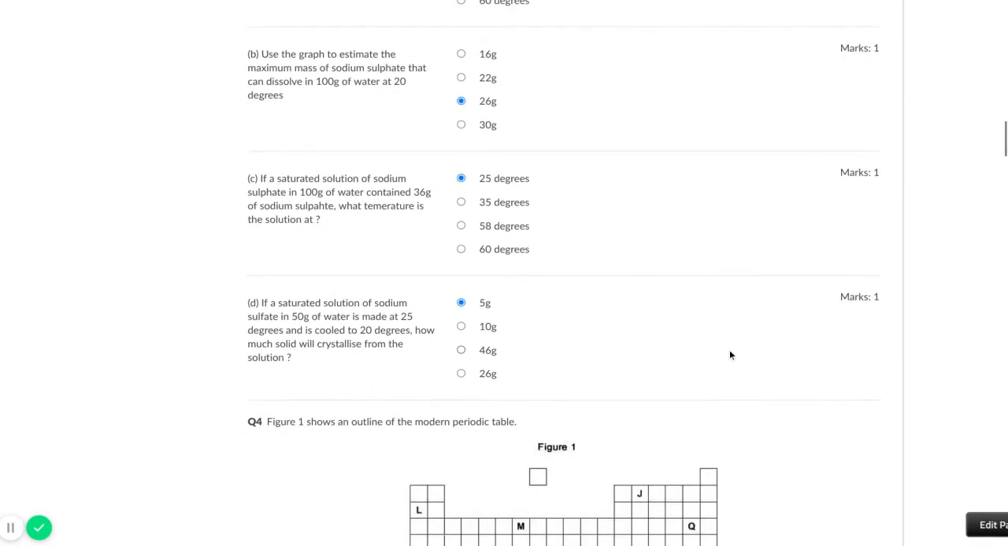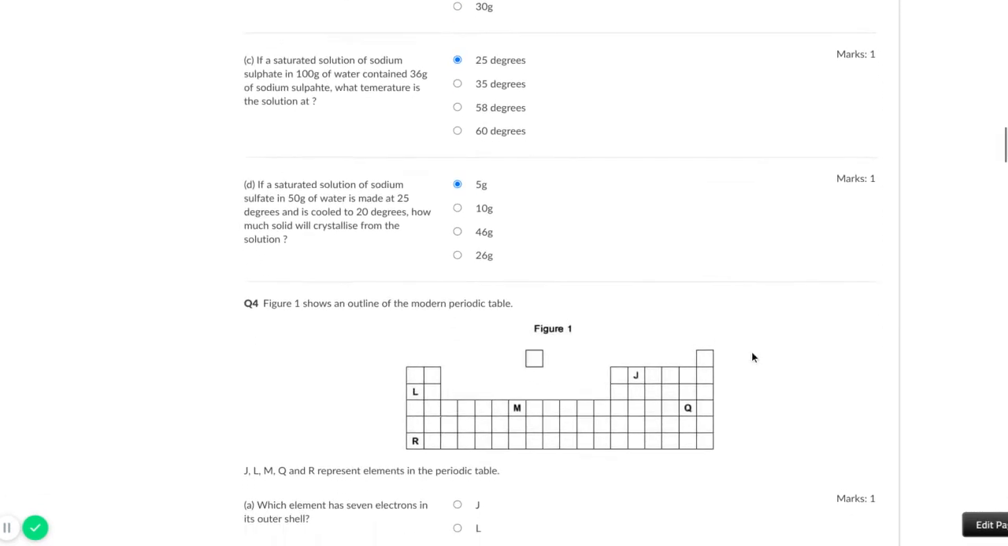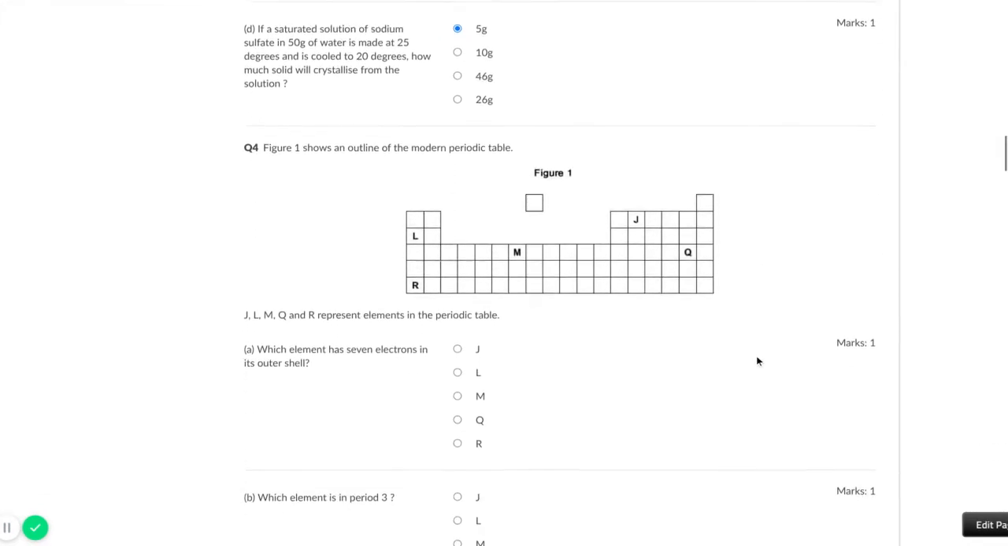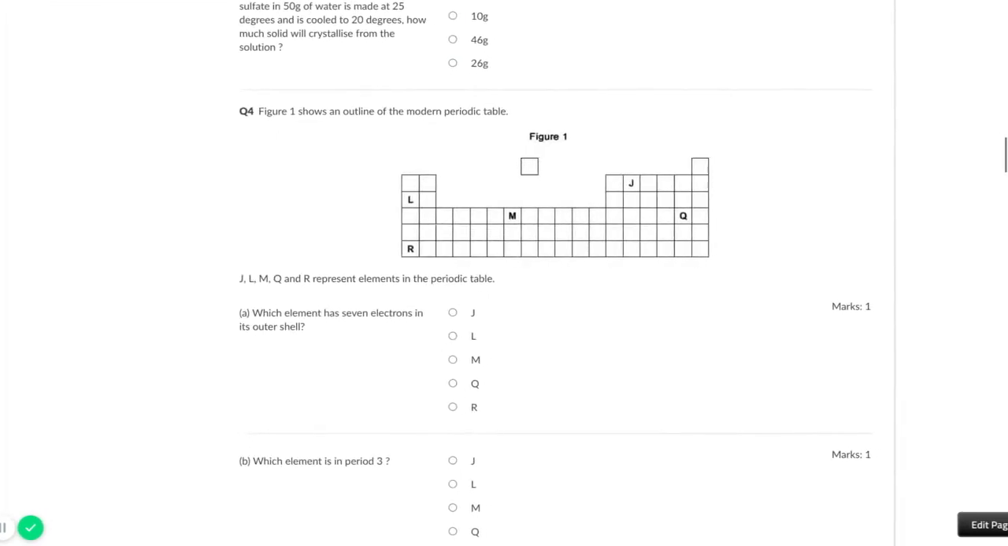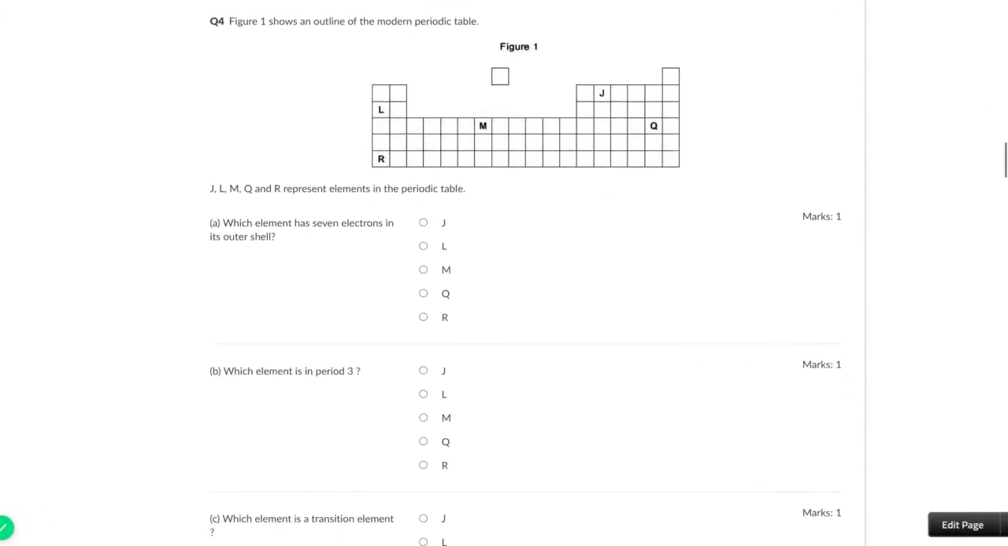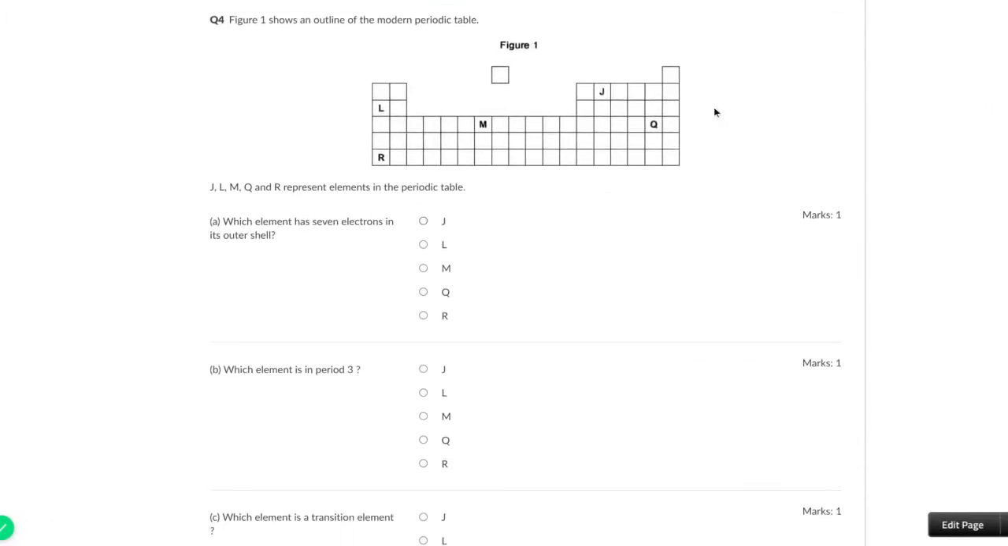Okay, so carrying on. Question 4. This is now going into some sort of periodic table type question, and what we've got is a generic outline of the modern periodic table, obviously with no real elements, just random elements, just given letters. And the first question is asking us which element has got 7 electrons in its outer shell. So fairly standard question about group chemistry.